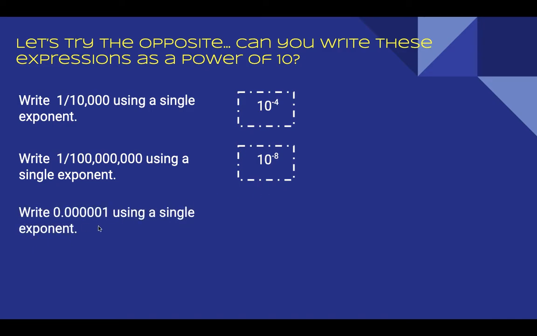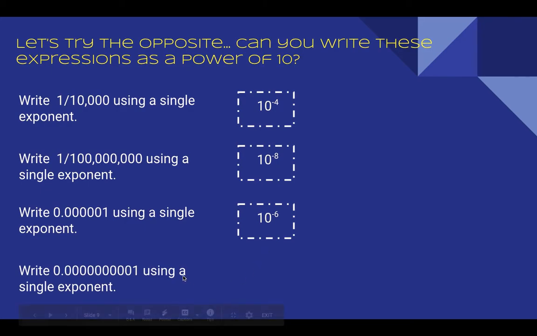Let's write this as a single exponent. So we see this as a decimal. So that tells us we're doing the opposite here. What we have to do is count how many decimal places we need to go to get behind 1. So it's going to be 1, 2, 3, 4, 5, 6. And why is it negative? Because it's less than 1, but greater than 0. It's a pretty small number, but it's still bigger than 0. So it's going to be 10 to the negative 6.